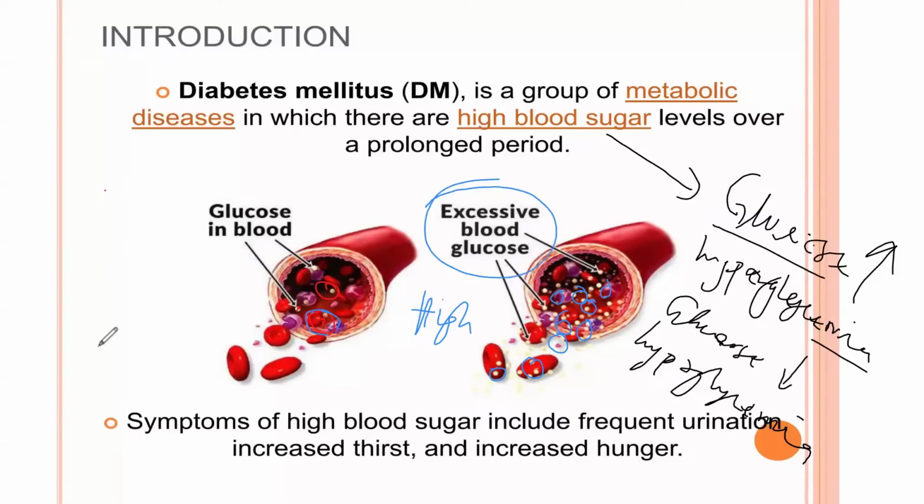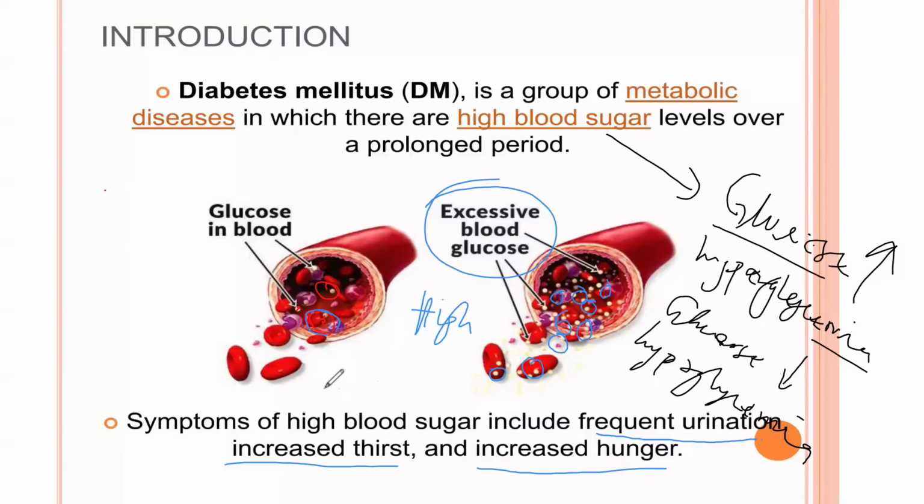is called diabetes mellitus. Symptoms of high blood glucose level include frequent urination, increased thirst, and increased hunger. So ladies and gentlemen, the most common symptoms that you can easily assess, so that you can diagnose a person or know the risk of whether the person has diabetes mellitus or not, are frequent urination, increased thirst, and increased hunger. These are the most common symptoms of diabetes mellitus.